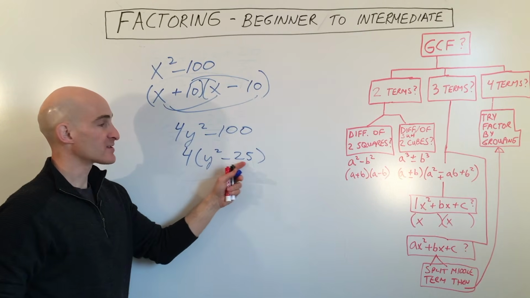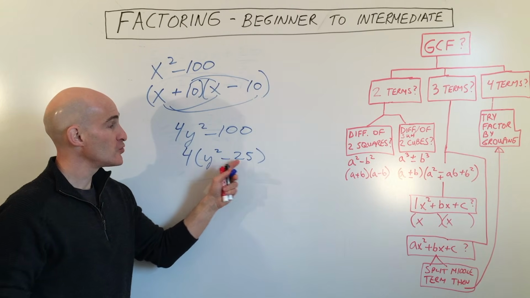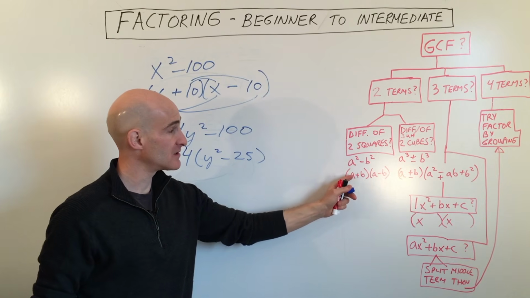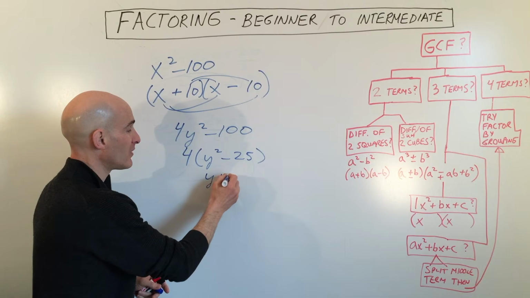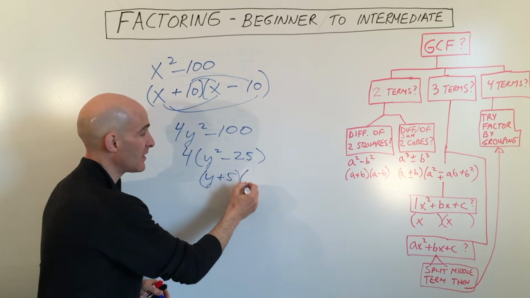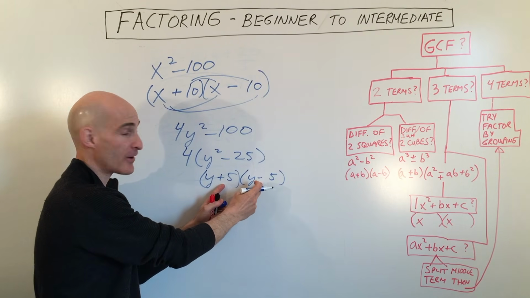And then we're going to look at what's left and say, can we factor that further? Well, you can see this is a difference of two perfect squares. So we factor that as a plus b, a minus b. So that's going to be y plus 5, because the square root of 25 is 5 and the square root of y squared is y, and y minus 5. Sometimes this is called a sum and difference pattern.